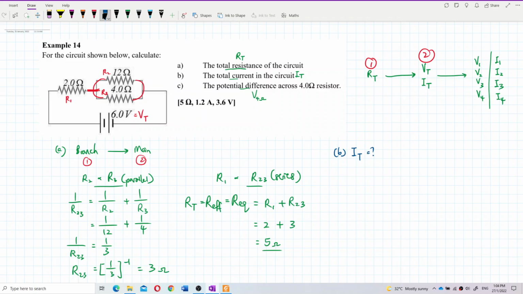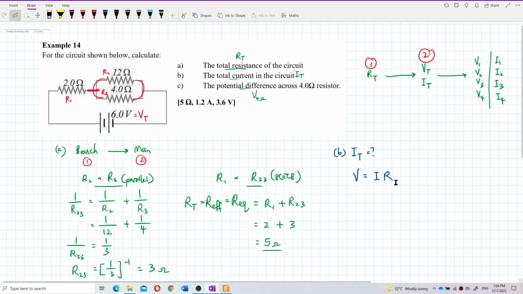So how to do this? It's very simple. Just use the Ohm's law formula, V equal to IR. Like with capacitors, we have the formula Q equal to CV, isn't it? In this chapter, we use V equal to IR instead of Q equal to CV.